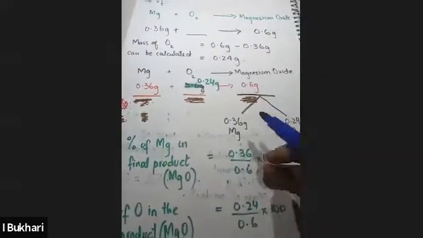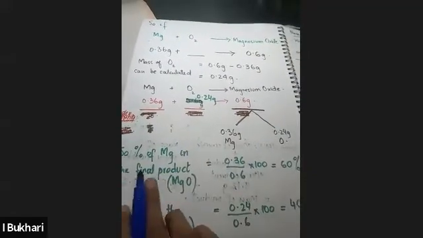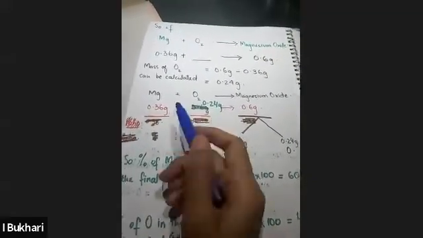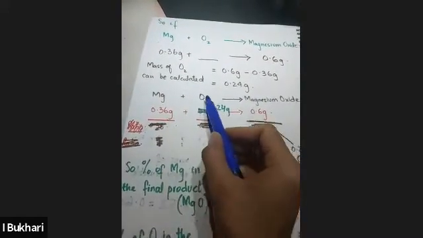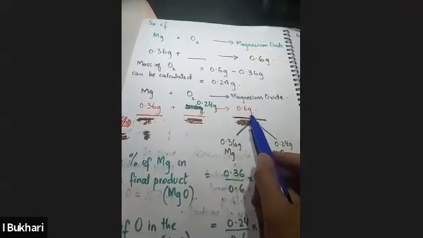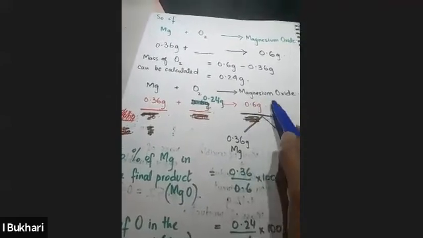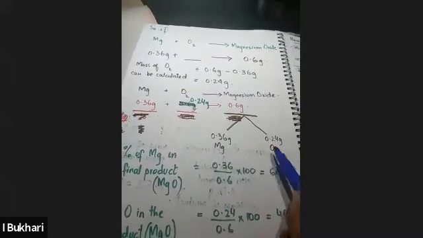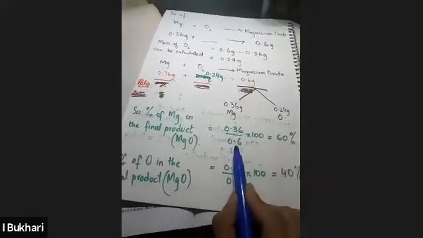So the percentage of magnesium in the final product: 0.36 grams was the mass of magnesium, 0.24 grams was the mass of oxygen. Add them together and you will get 0.6 grams of magnesium oxide. That means in this 0.6 grams of magnesium oxide, 0.36 grams is contributed by magnesium, 0.24 grams is contributed by oxygen.